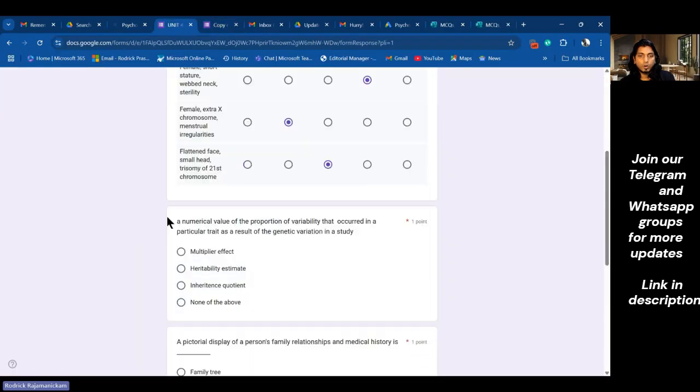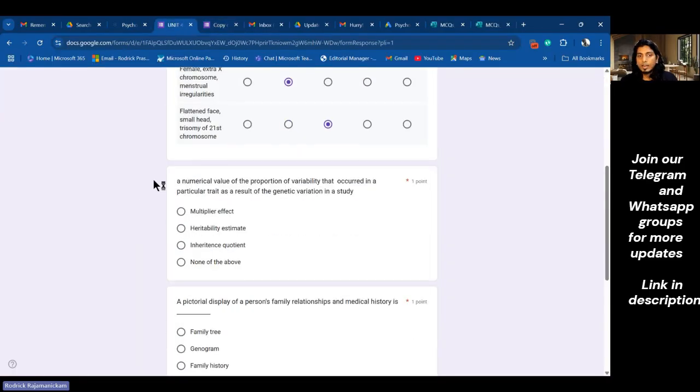So yeah, moving forward, a numerical value of proportion of variability that occurred in a particular trait because of a genetic variation. Okay, so basically they're saying the amount of variation attributable to genetic factors. Okay, so it's a numerical value. So that is usually heritability estimate. So the lack of variability or variability because of changes in genes. So that would be heritability estimate.